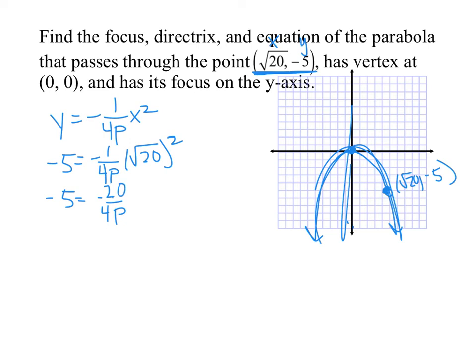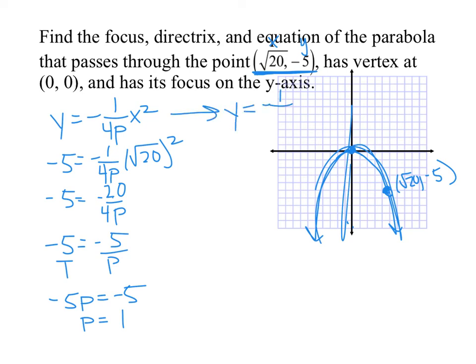And then what we end up getting is -20 over 4. I'm just going to simplify that. We get -5 over p. And then if we were to cross multiply, you'd end up with -5p equals -5. So p equals 1. So since p equals 1, our equation is y equals -1 over 4 times 1, which is 4, x squared. So that's our equation.